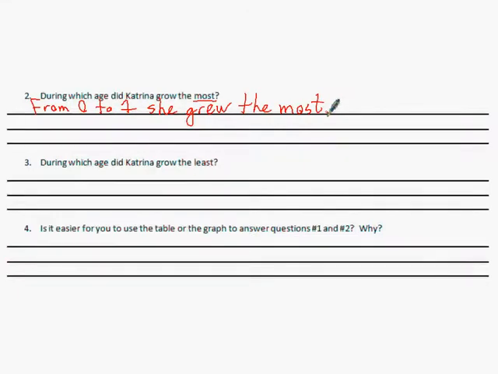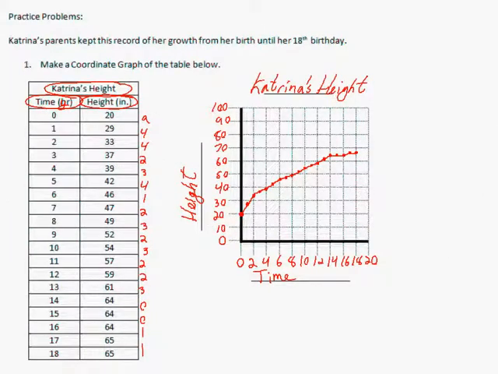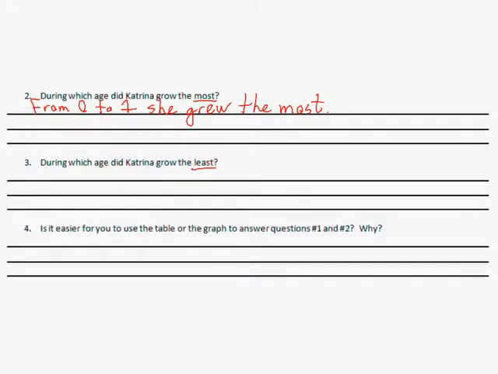During which age did Katrina grow the least? So that's the opposite of the most. What is the smallest number here? Looks like we have a 0, a 0. Oh, this is supposed to be 0. So didn't grow, didn't grow, didn't grow. We have a couple different spots. We have 2 zeros, so from 14 to 16, and then again from 17 to 18, she did not grow.